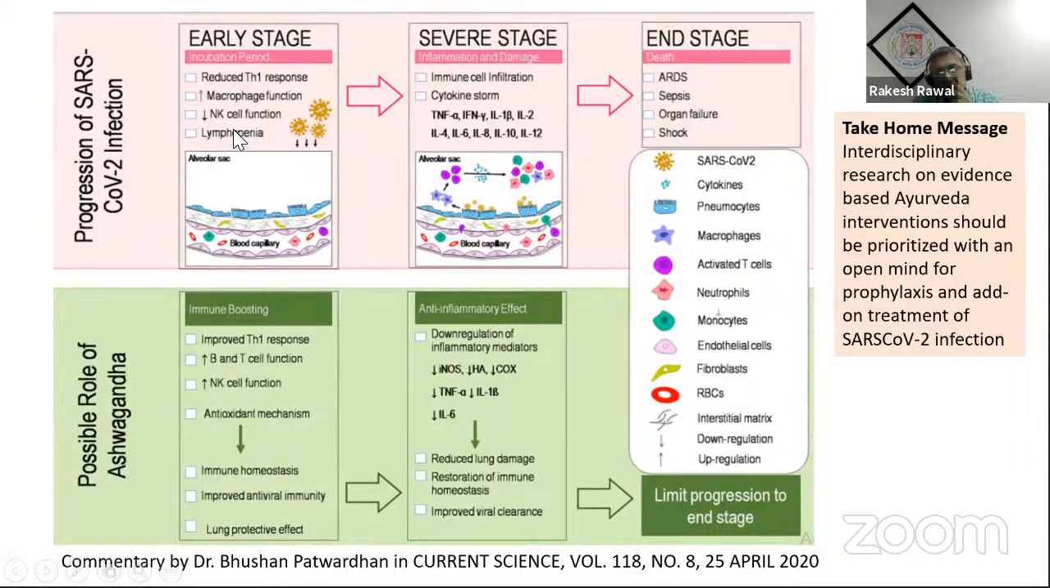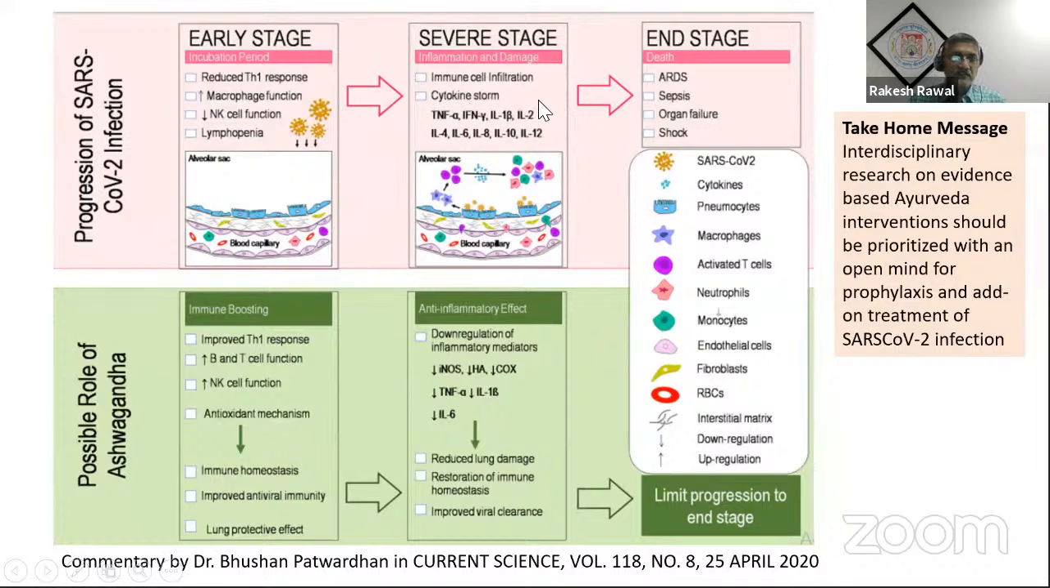So the lymphocyte count goes below 20%, and you are more susceptible because all your fighting armamentarium is there in the white blood cells. Right. The next stage is the more severe stage where inflammation and all that comes. So immune cell infiltration, cytokine storm.